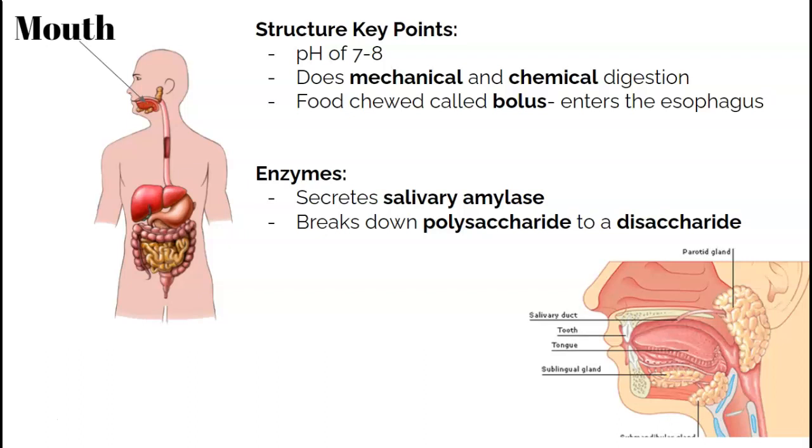So what happens is that food is referred to as a bolus, and that bolus enters into your esophagus. So that's the starting point of the mouth. It chews your food, but then chemically breaks down polysaccharides to disaccharides.